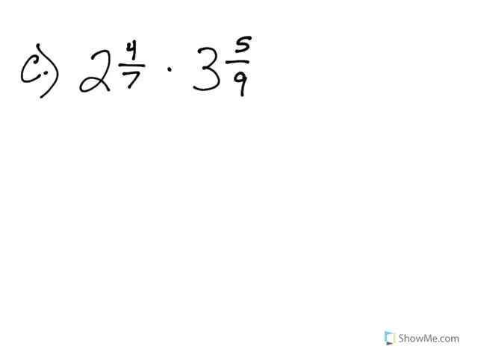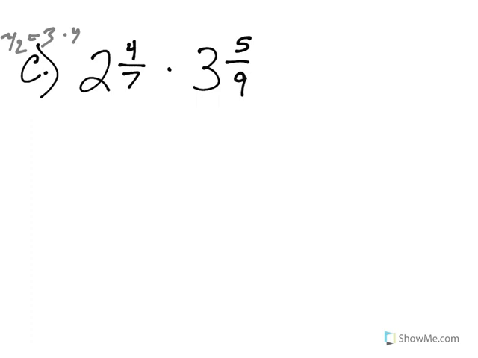Let's do just a couple more. 2 4/7 times 3 5/9. Well, if I say this is close to 3 and that one's close to 4, that would give me an answer close to 12. But I estimated high on both of them, so it should be something under 12, right? Estimating skills are really helpful here.